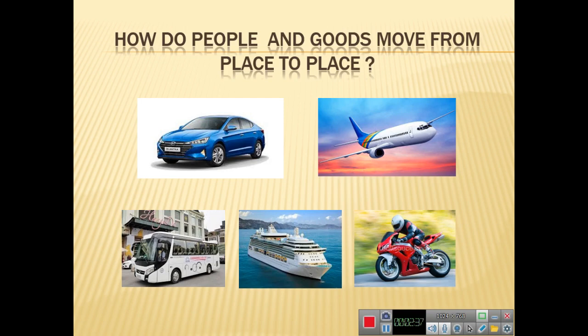For example, the car helps people to move. The plane carries people in the sky. The bus also carries people from place to place. That big ship also carries people, the cruise. And that one, the motorbike, it's fast and can carry you too. So let's see more information and see how these types of transportation help goods and people to move from place to place.